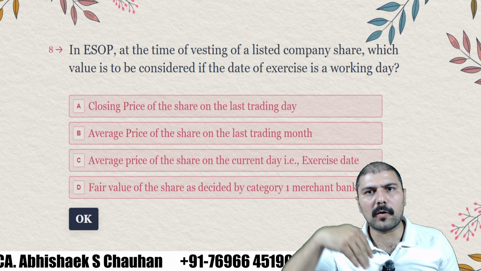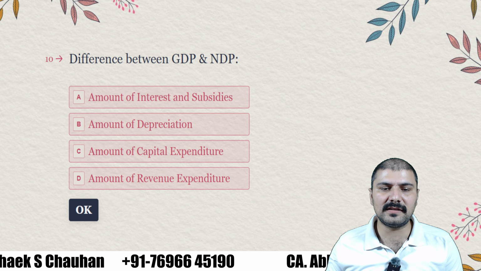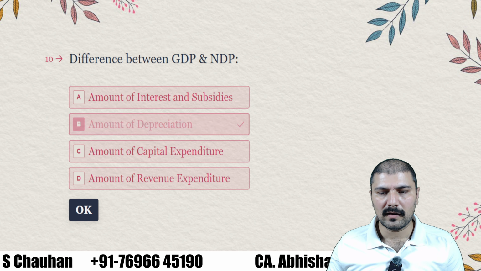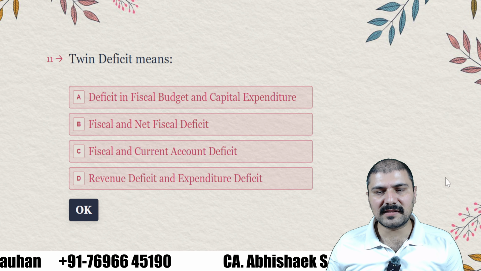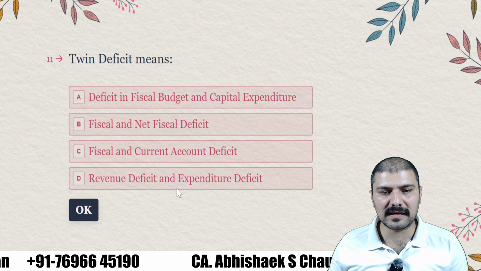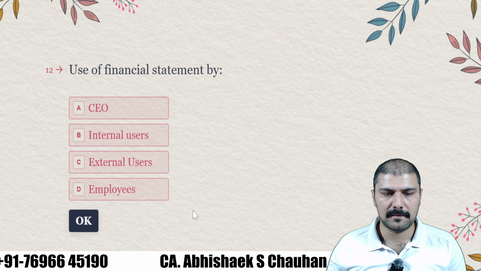Amount of interest subsidies, amount of depreciations, amount of capital expenditure, amount of revenue expenditure. In GVA, NVA, in GDP, NDP, in GNP, and NNP, the difference is only of depreciation always. Next, twin deficit means fiscal and current account deficit.